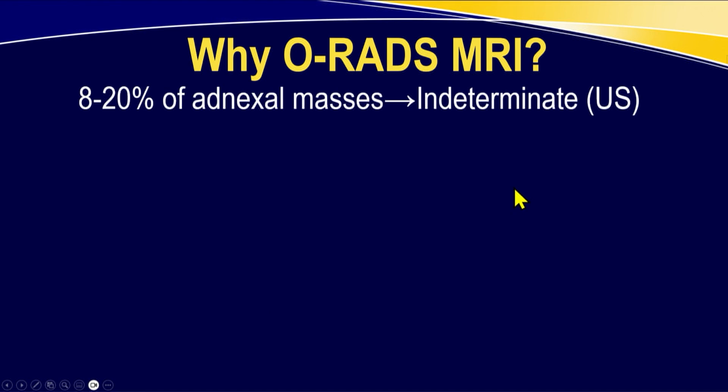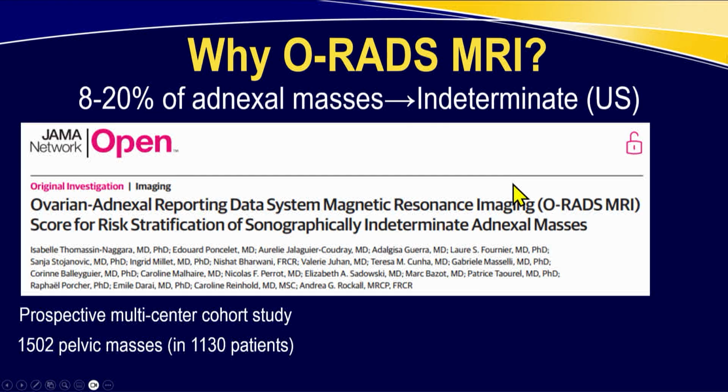We just heard about O-RADS ultrasound, which is brilliant, and in Sheila's hands is incredibly specific. But we do know that there's a proportion of masses on ultrasound that remain indeterminate, even in the best of hands. And this was a study done by Isabel Thomas and Nagara. Andrea Rockwell was the senior author, and it was a prospective multi-center cohort study that looked at O-RADS MRI score for risk stratification of sonographically indeterminate adnexal masses.